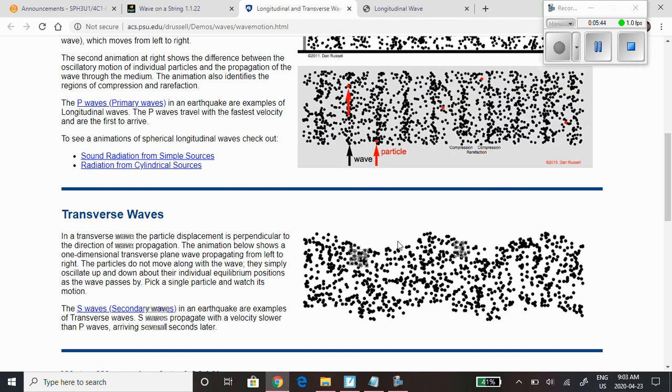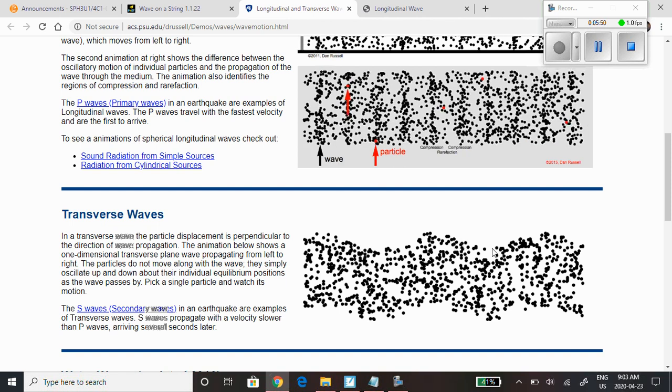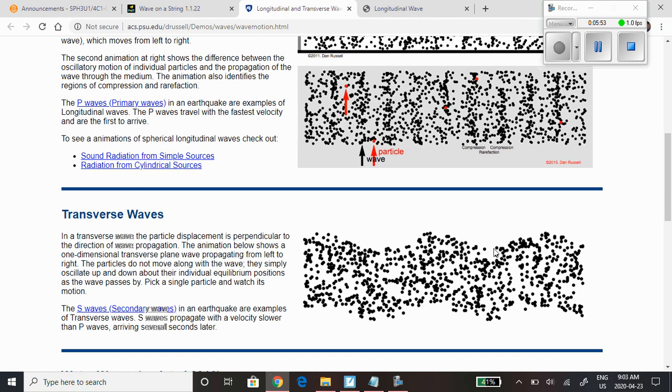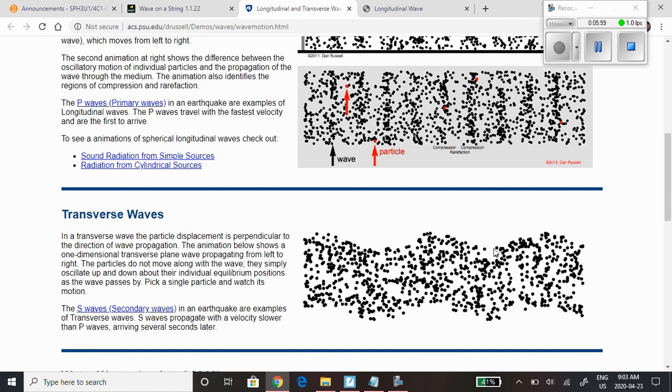So the part that's up moves forward. It's called a crest. The part that's down moves forward. It's called a trough. The wave energy moves forward, not the particles themselves. The particles themselves are just a material, a medium for the wave to spread through.